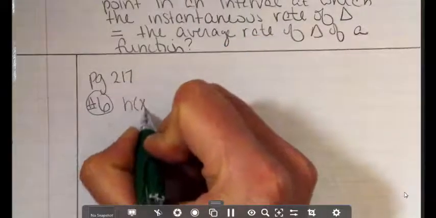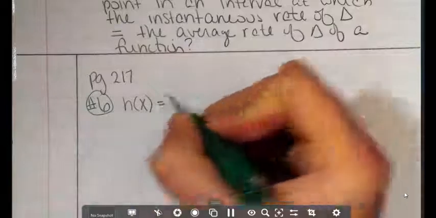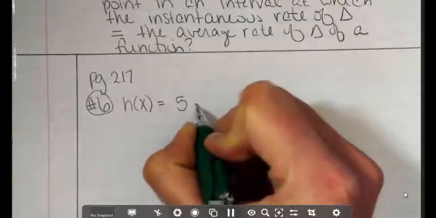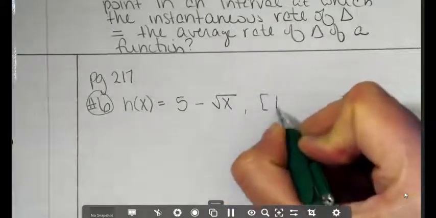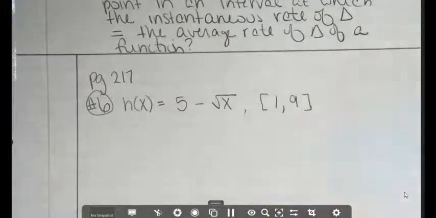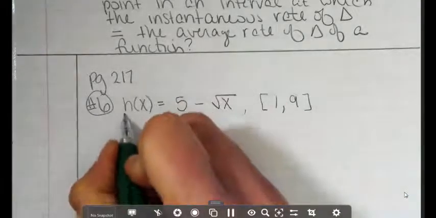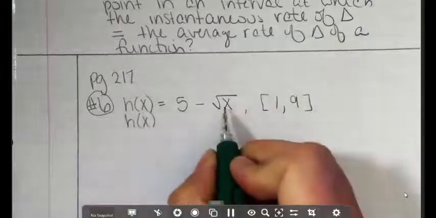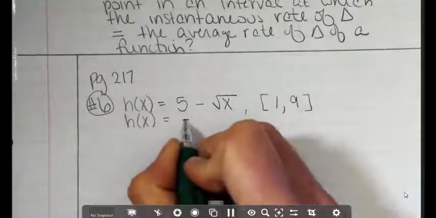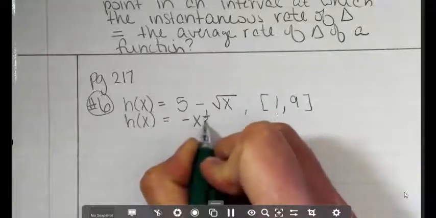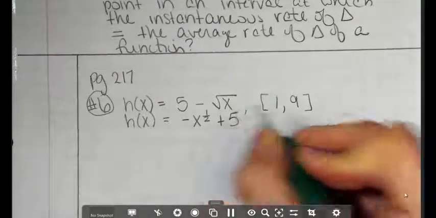All right, so we're going to have h of x equals 5 minus the square root of x, and we're doing this on the closed interval 1 to 9. For me, I'm going to rewrite this. I'd like to see this as being x to the 1/2, so I'll do negative x to the 1/2 plus 5.